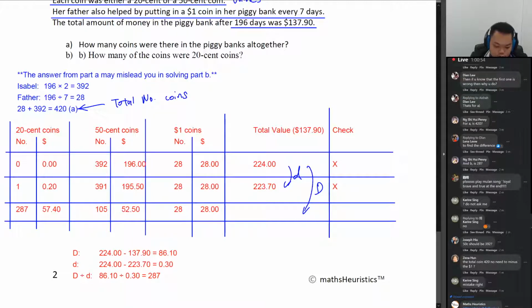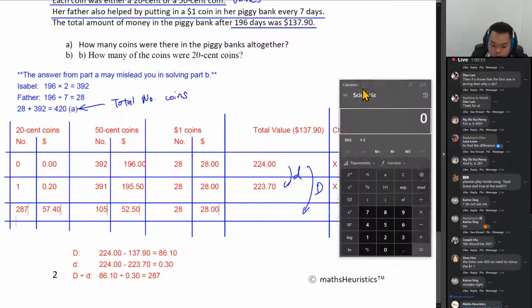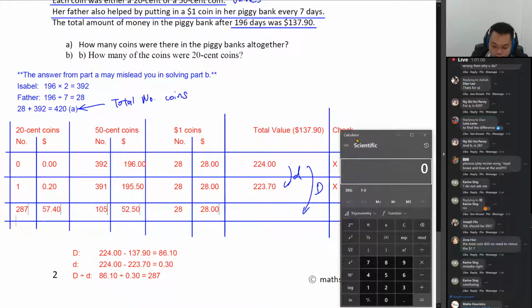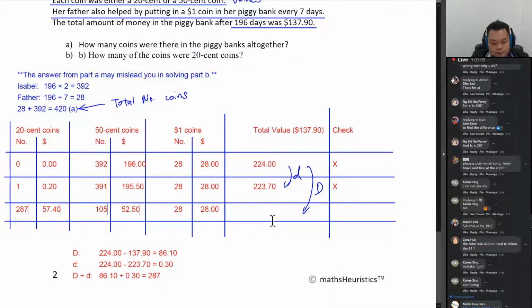Then you can check this out. Okay. Yeah, 57.4 plus 52.5 plus 28. Does it give you the same amount? Yes. Yeah. So it will give you 137.90. You need to move 287 steps down. Yeah, 50 cents should have been 392.